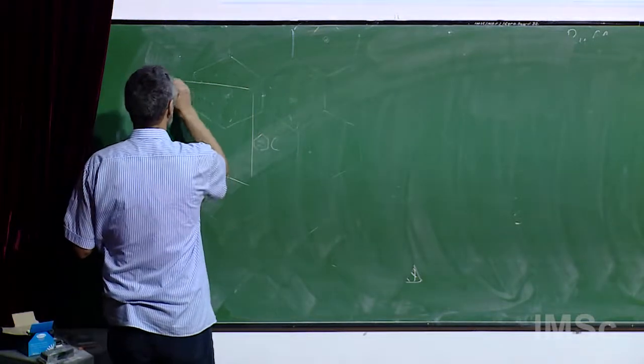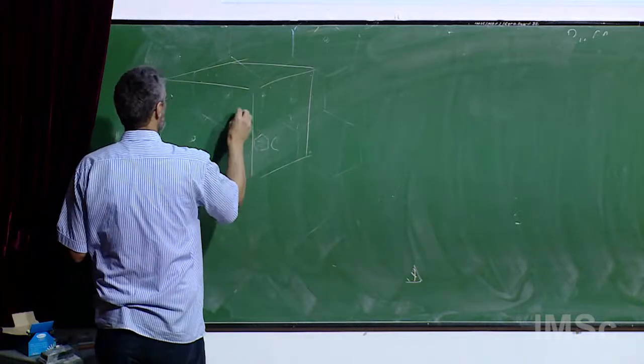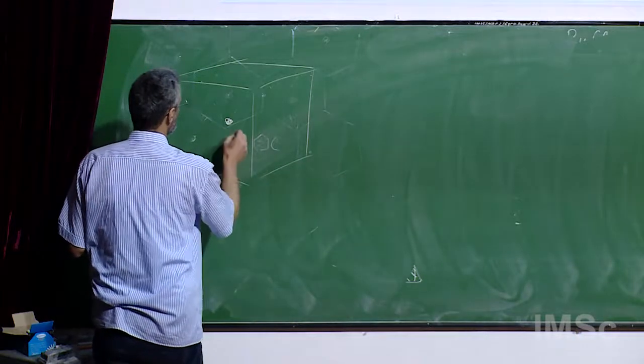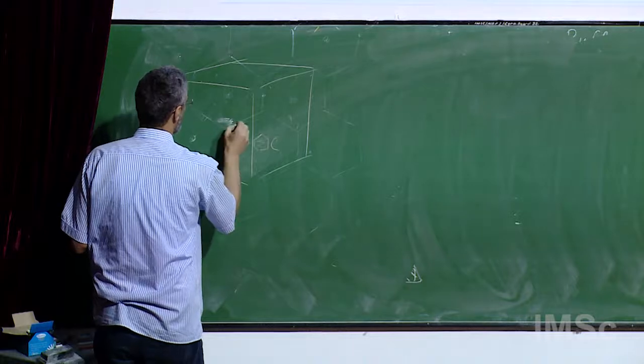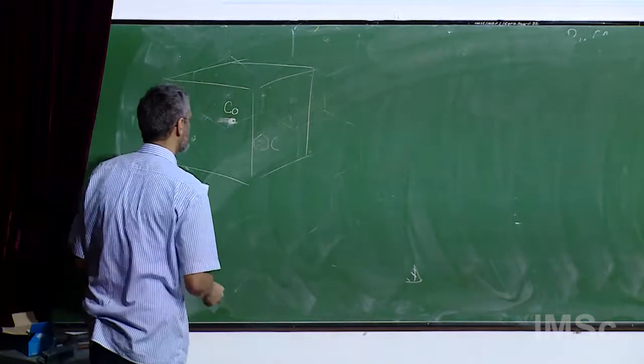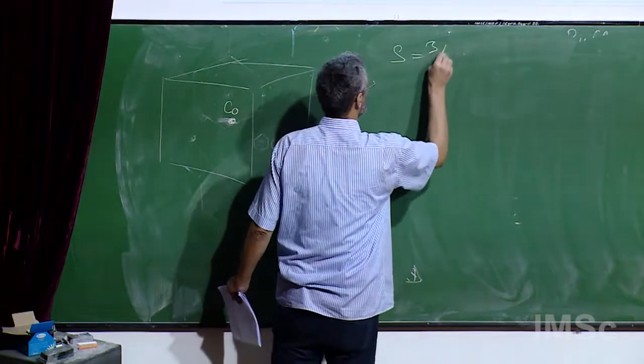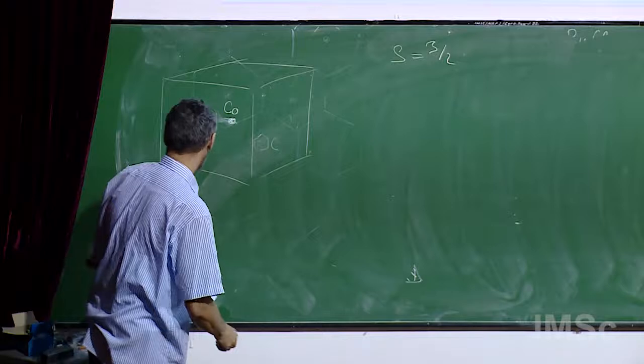I'm just drawing the cube. In the middle of the cube, there is some magnetic ion. In this case, it is a cobalt. It has a spin that is 3/2, so larger than spin 1/2.